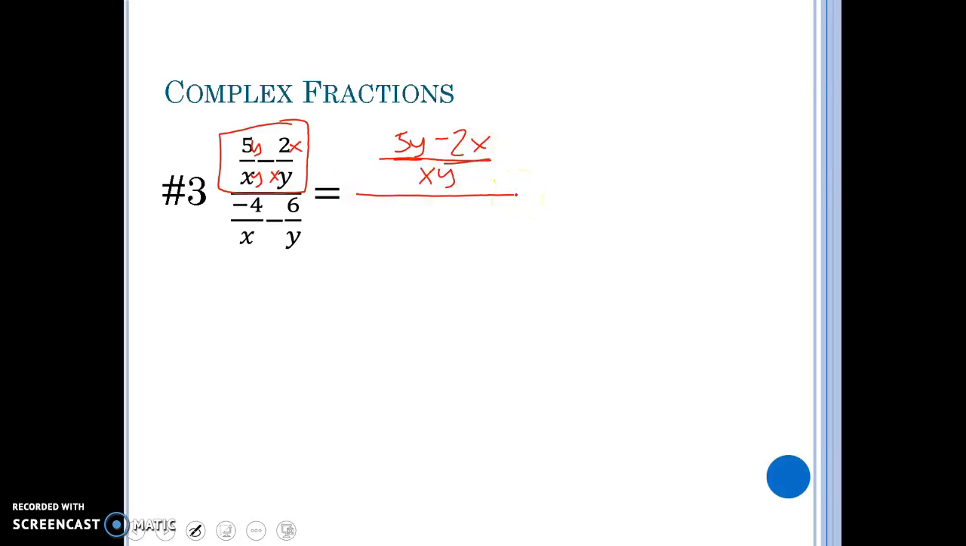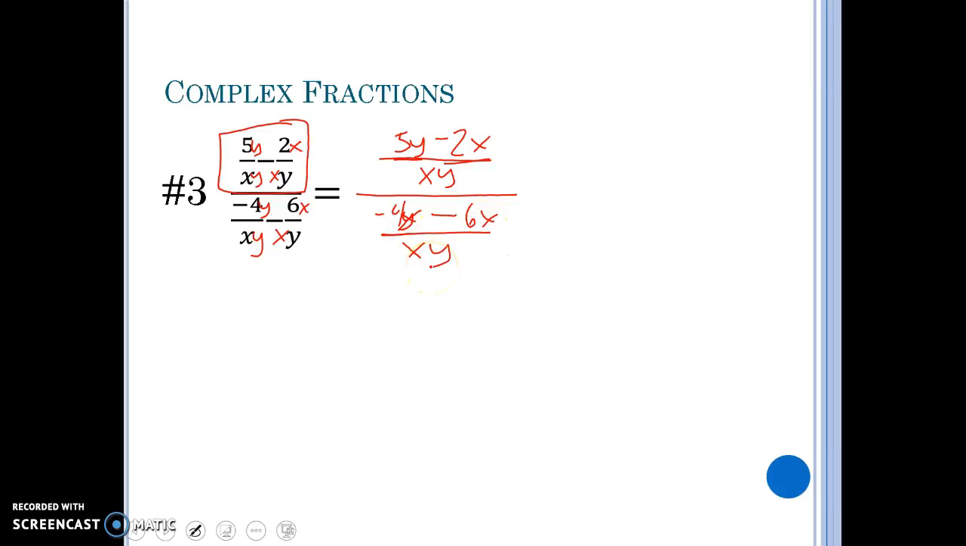Over my denominator, again I'm going to have a common denominator of xy, so I'm going to have negative 4x minus, I'm going to multiply the 6 times, that's y, not x, that's a y. I'm going to multiply the 6 times x, and both of those are over xy. So I'm just going to put it over xy.